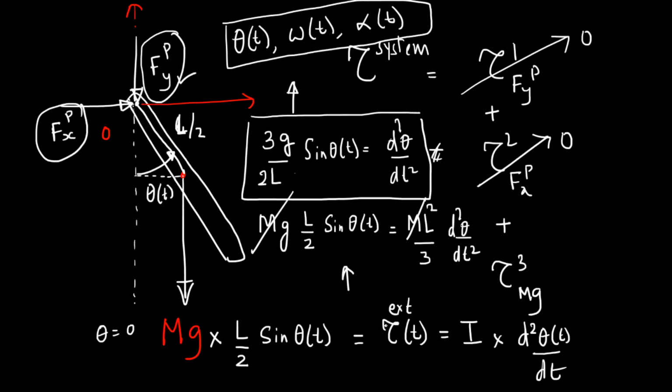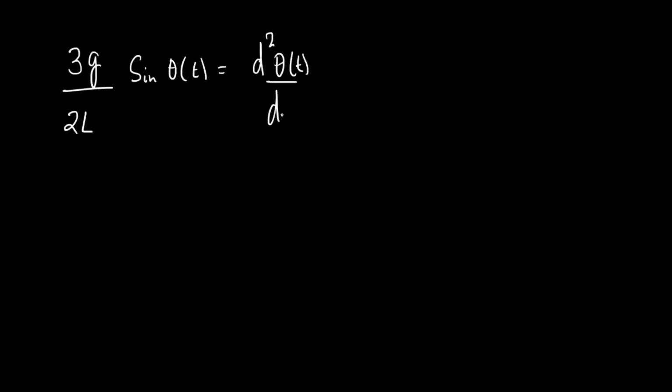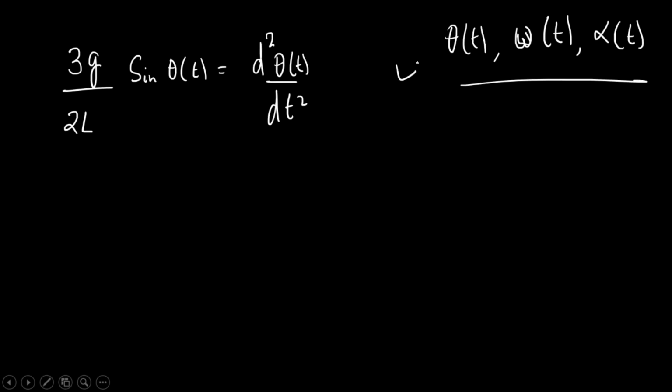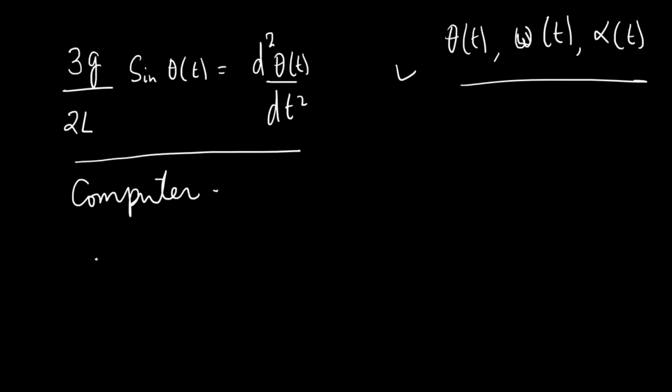So let me see if I can remember this equation. 3g by 2L sine theta of t is equal to d square theta by dt square, which can be solved to get theta of t, omega of t, alpha of t, and things look very good. We seem to have made a lot of predictions, but we're not done yet. Solving this equation is obviously not easy, but you can depend on the computer.